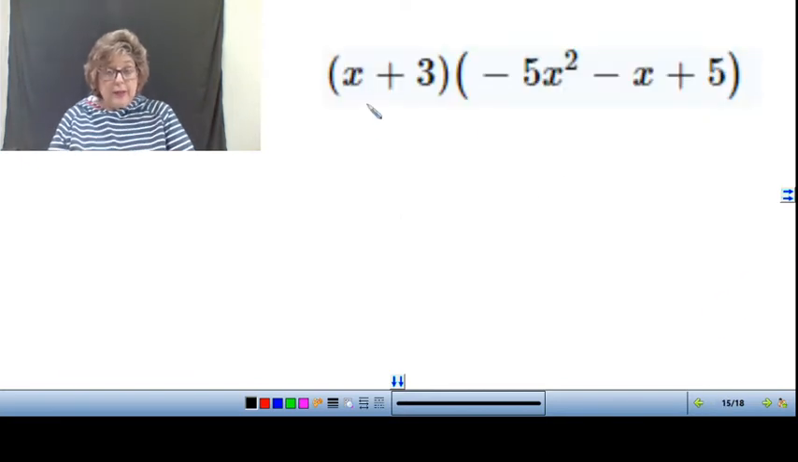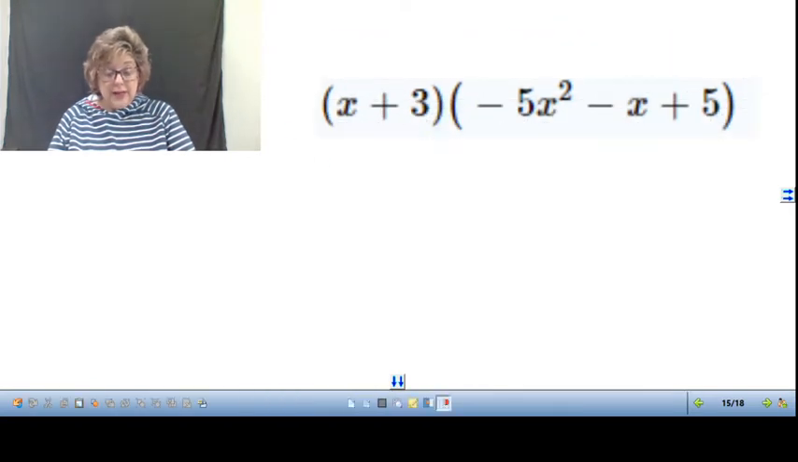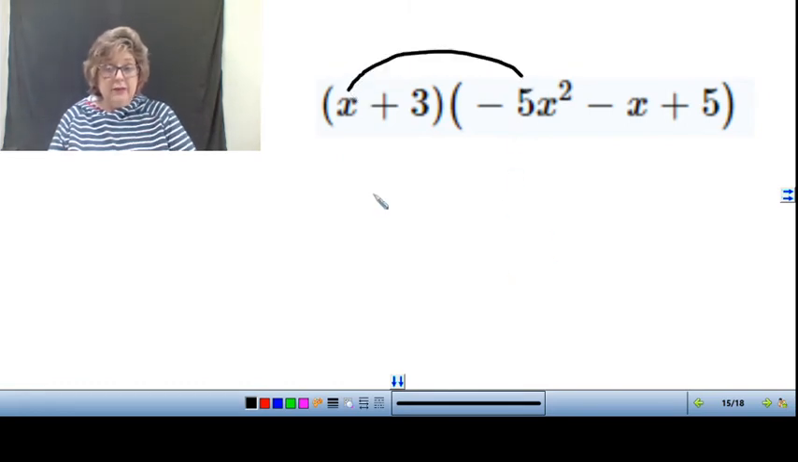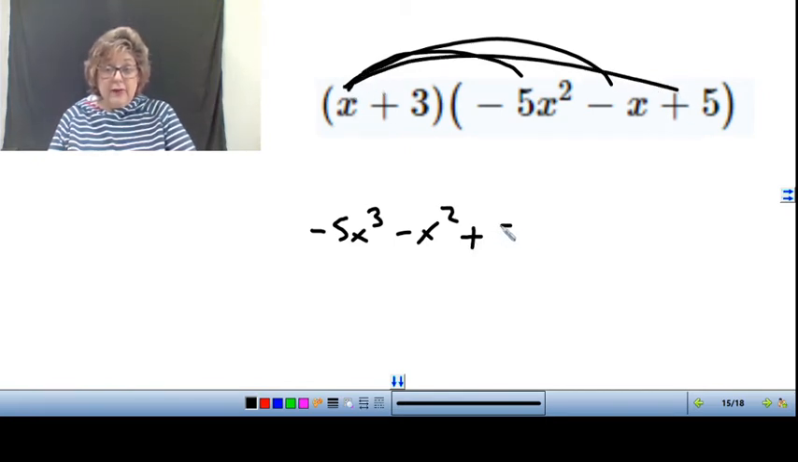If there's a binomial times a trinomial, it's going to work exactly the same, except I'm going to multiply this by all 3 terms and then this by all 3 terms. So I'm going to multiply the x times the negative 5x squared, so that's going to be a negative 5x to the third, minus x times x is x squared, and then plus x times 5 is a 5x.